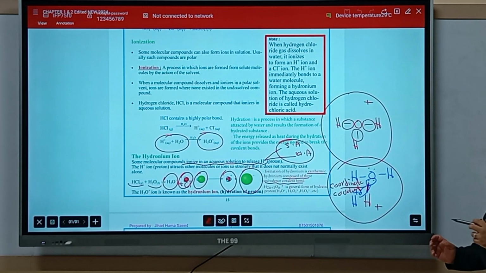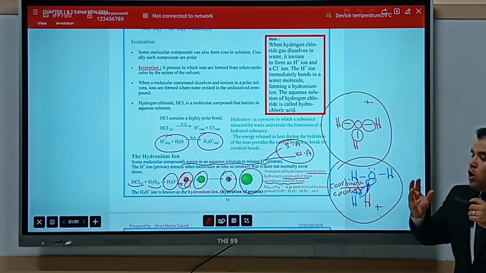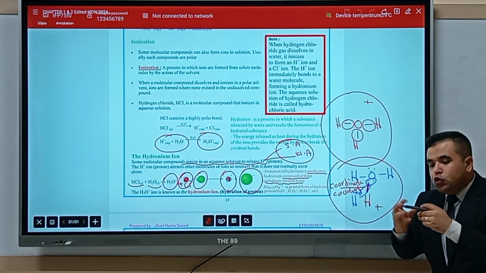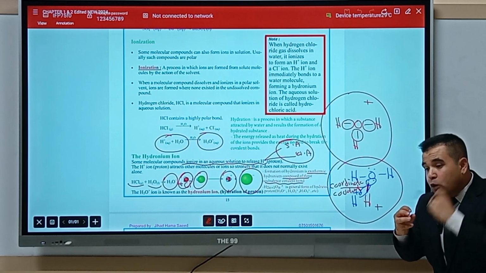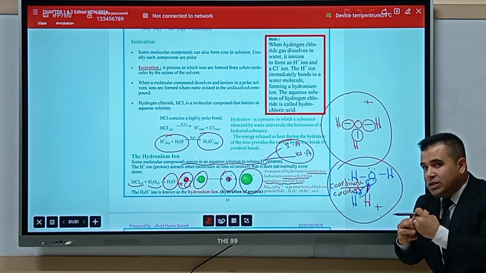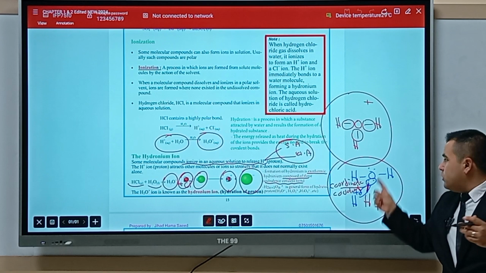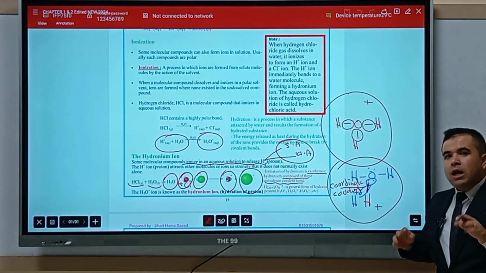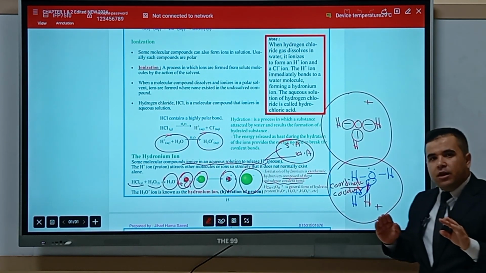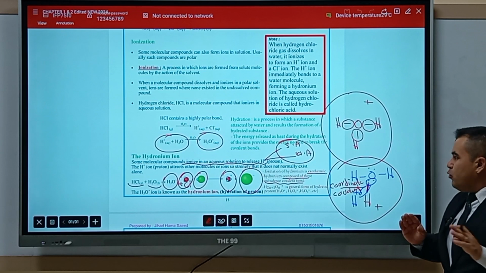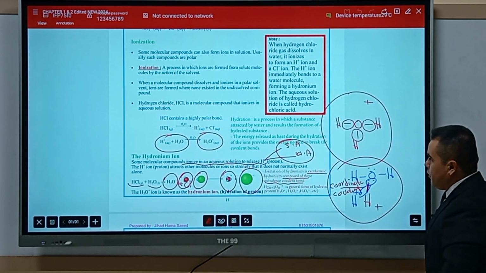Coordinate covalent bond. What do we mean by coordinate? We mean the bond formed between 2 atoms, but only one of them shares the electrons, not both. But still, the coordinate covalent bond, like the other covalent bonds, has the same strength, equal in terms of strength.